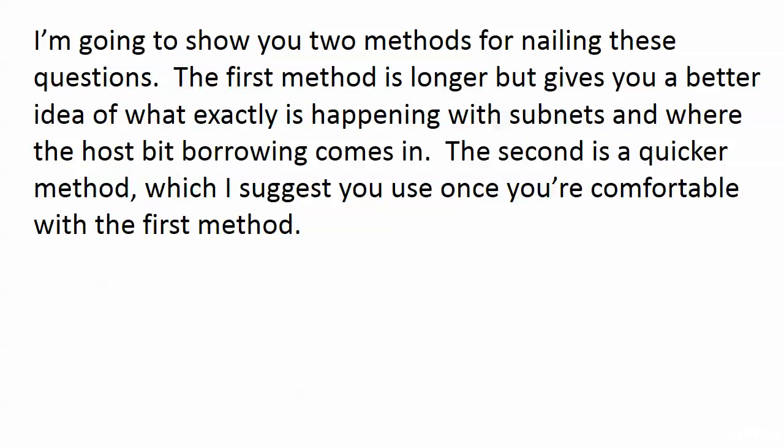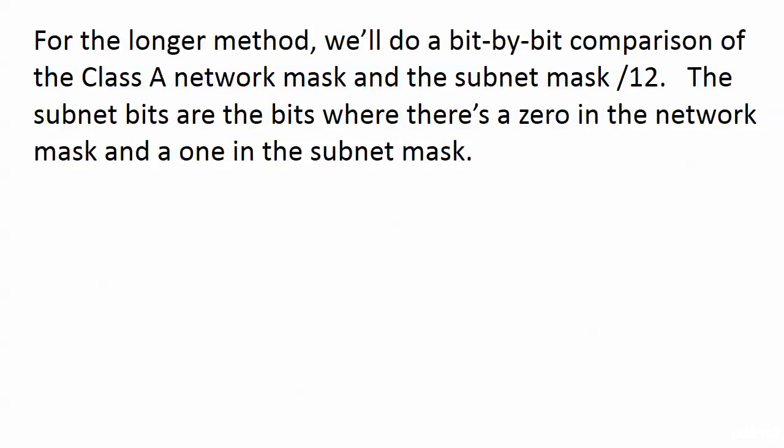We're not interested in just learning a fast method. We've got to learn exactly what's going on. The second is a quicker method, which I do suggest you use once you're comfortable with the first. So with all that preamble, for the longer method, we're going to do a bit-by-bit comparison of the Class A network mask, because we know 10.0.0.0 is a Class A network, and the subnet mask /12.